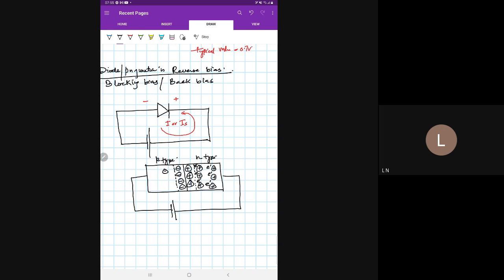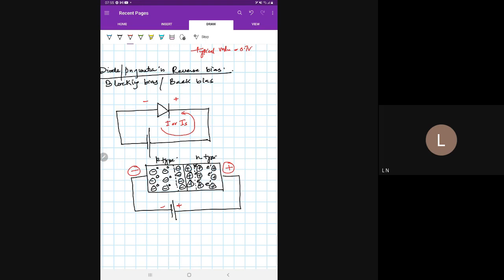So you have negative and holes. Now see, once a reverse bias is applied, we are applying a positive voltage on the N side and a negative voltage on the P side.